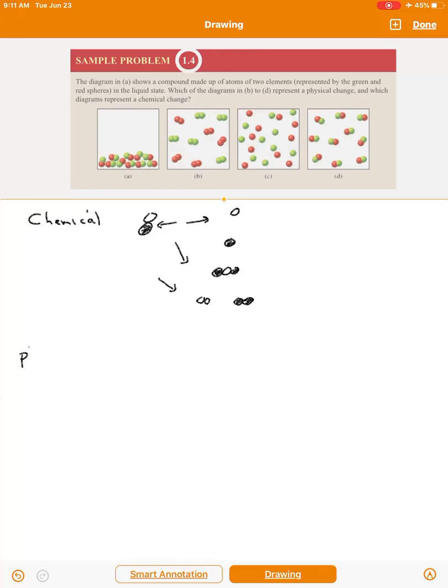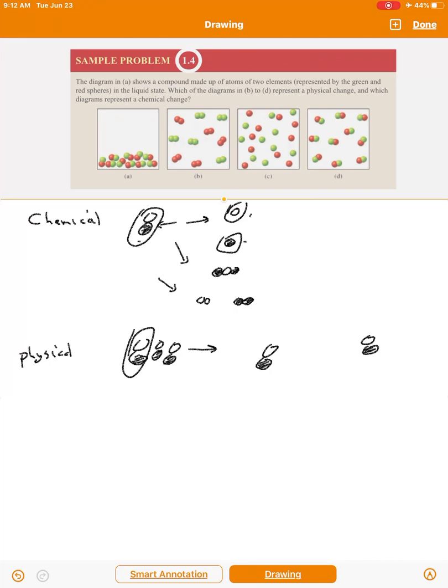Now, physical changes essentially would be something like this. There's a bunch of them close to each other or far apart from each other, and that relationship changes. So, for example, they're now far away from each other. That's a physical change, right? We haven't changed the relationship between the particles in the substance. That's called a substance right there. These are also substances. These substances are different than that substance. But here, that's your substance.